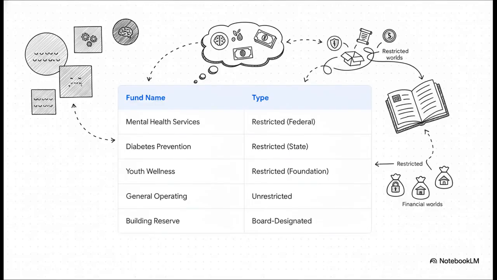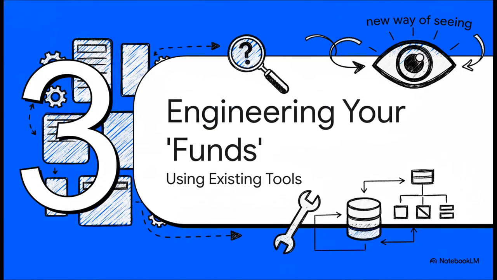And here's what that looks like in the real world. Suddenly, Hope Springs Community Health Center isn't just one organization. It's a whole portfolio of funds. You've got your federal mental health fund, your state diabetes fund, your flexible general operating fund, and so on. Each one of these is its own little financial world that we have to track. Now, this all sounds great in theory, right? But the question is, how do we actually build these separate funds inside a program that wasn't made for them? How do we engineer this new way of seeing things?